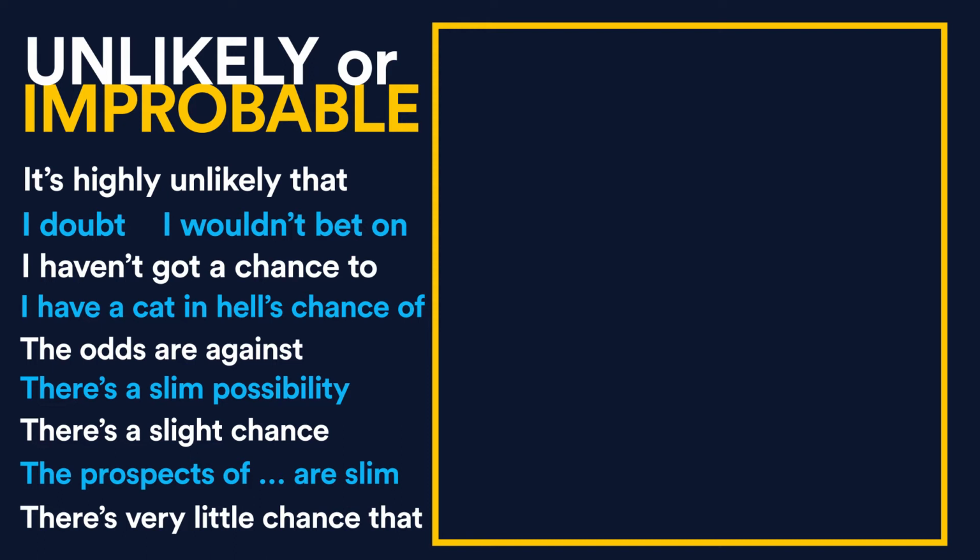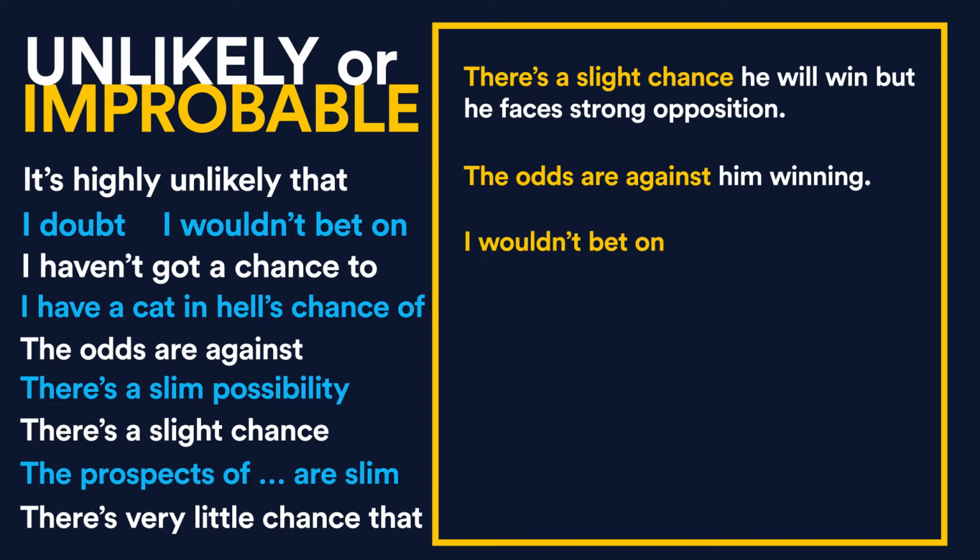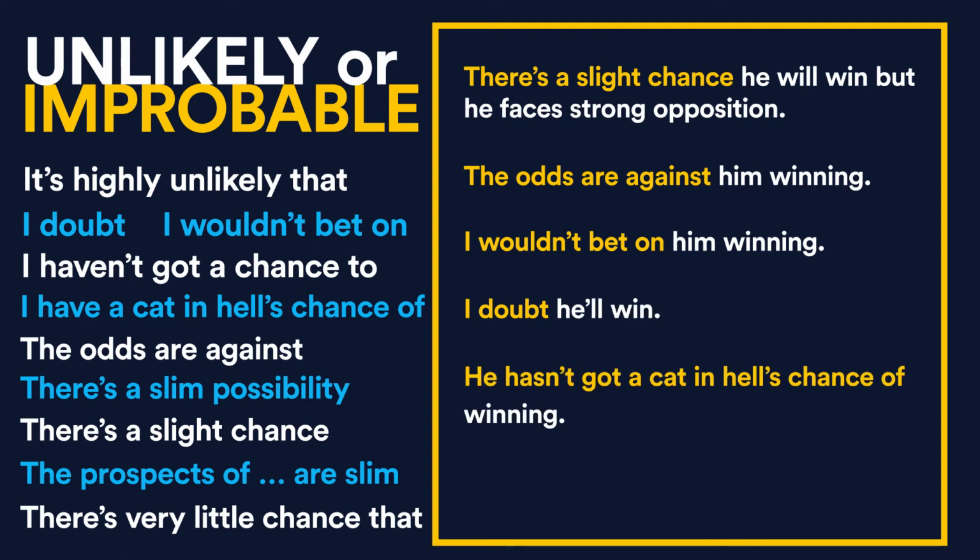Here are some examples. There's a slight chance he will win, but he faces strong opposition. The odds are against him winning. I wouldn't bet on him winning. I doubt he'll win. He hasn't got a cat in hell's chance of winning. The prospects of him winning are slim.